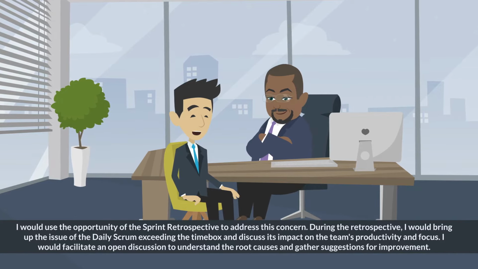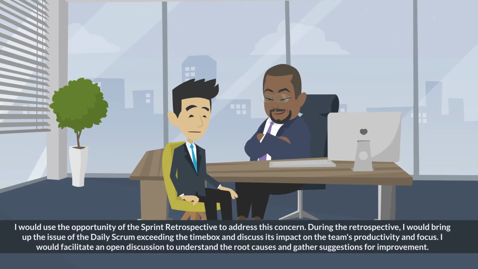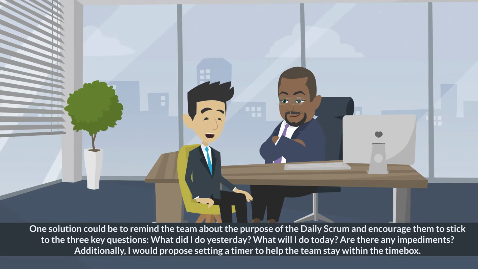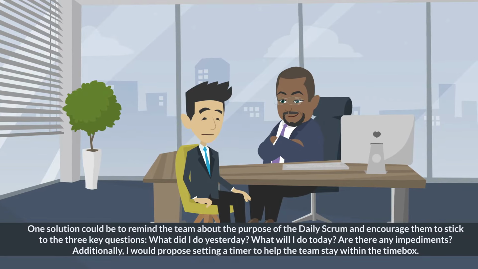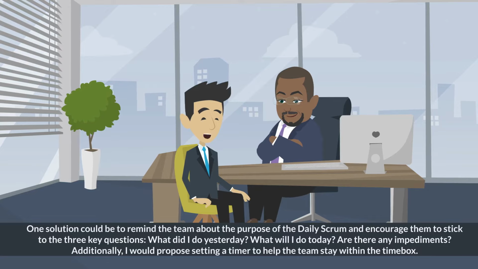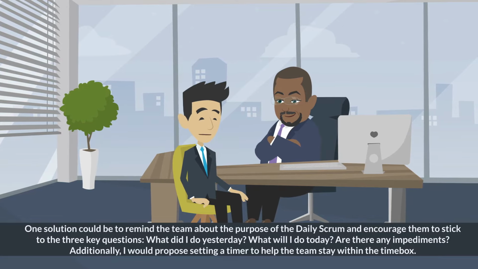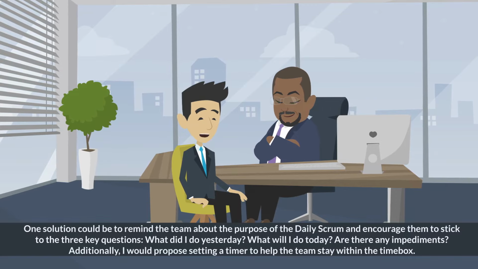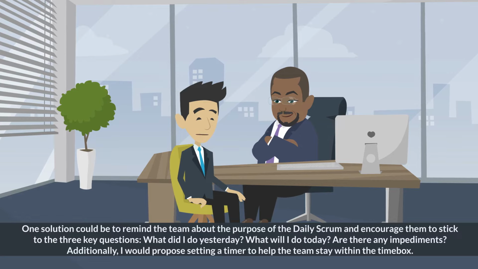I would facilitate an open discussion to understand the root causes and gather suggestions for improvement. One solution could be to remind the team about the purpose of the daily Scrum and encourage them to stick to the 3 key questions: what did I do yesterday? What will I do today? Are there any impediments? Additionally, I would propose setting a timer to help the team stay within the time box.